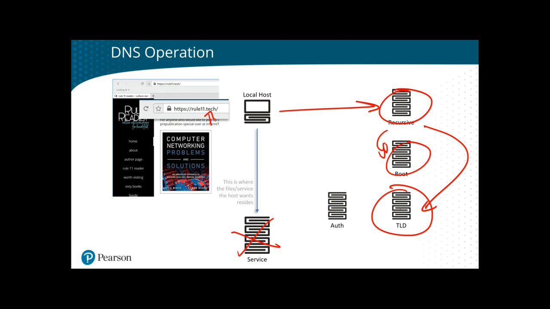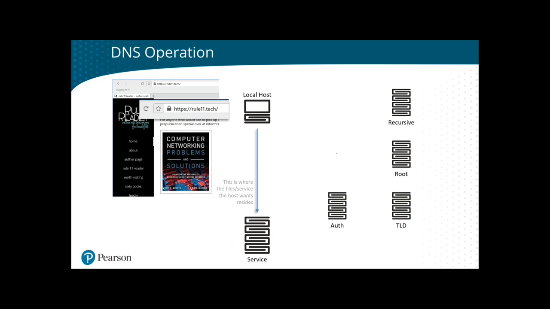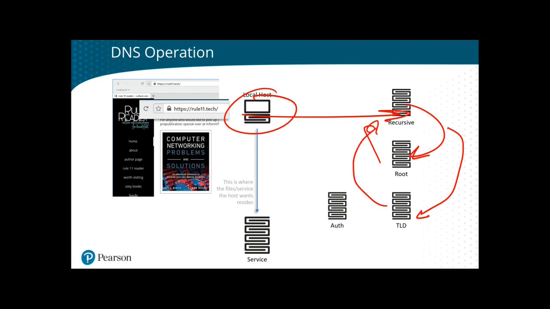Now, this TLD server doesn't know where the service is located either. This is not what it does for a living. What's going to happen is it's going to say, I'm looking for an authoritative server that's going to give you the information about where this server physically is. So again, what I'm going to see is localhost, recursive server to root. Root responds with the TLD. Recursive asks the TLD. TLD responds with the address of the authoritative server.